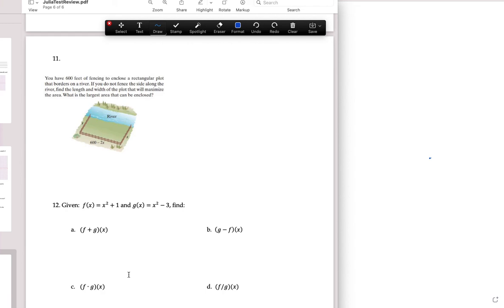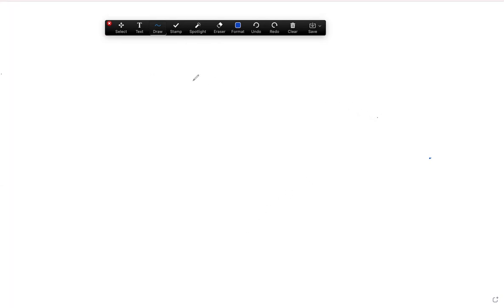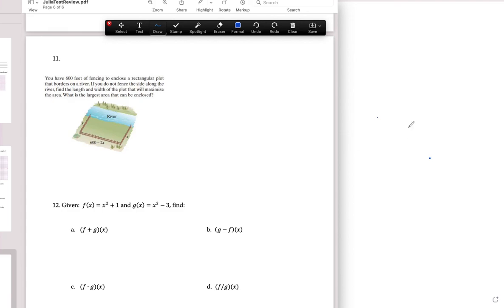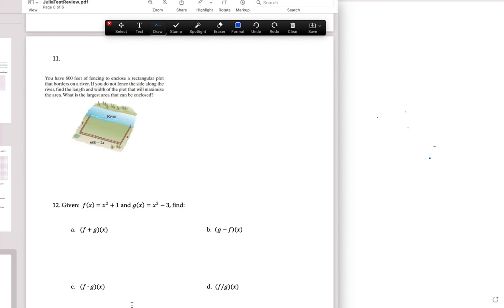Okay, so it wants the length and the width of the plot. Okay, and it's a rectangle. So I guess here you could start with, wouldn't you want to just find the distance, the other space that it connects to the river with? That would also have to be 600 minus 2x, right? Yeah, exactly.